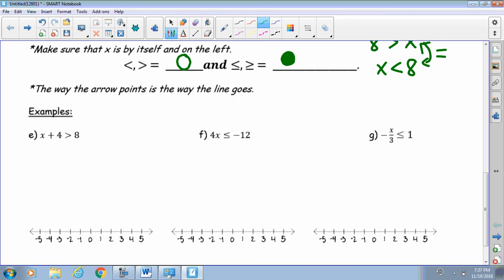We have to solve it first. What's the opposite of addition? That would be subtraction. So I get x is greater than 4. Now, let's look at what kind of symbol we have. I just have a greater than sign, so I'm going to use an open circle over positive 4. I'm going to go with the way my arrow is pointing. My inequality is pointing to the right, so I'm going to draw my arrow to the right.